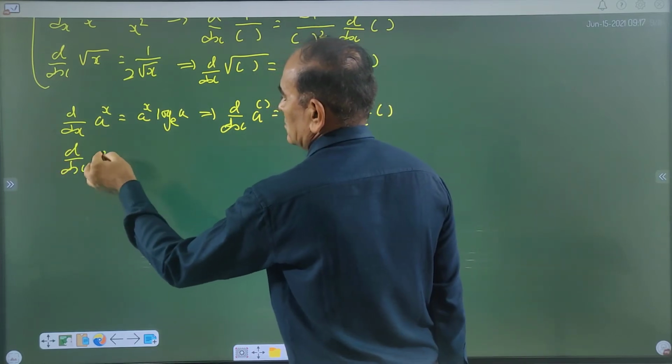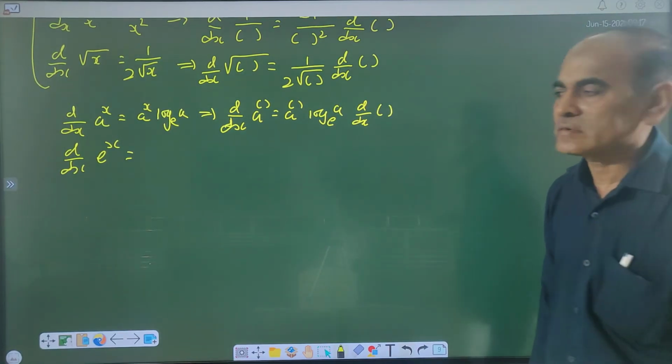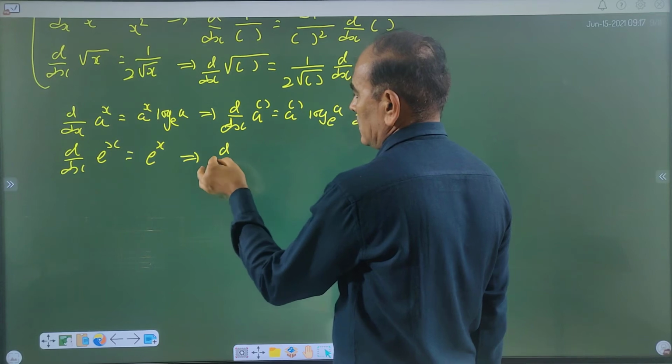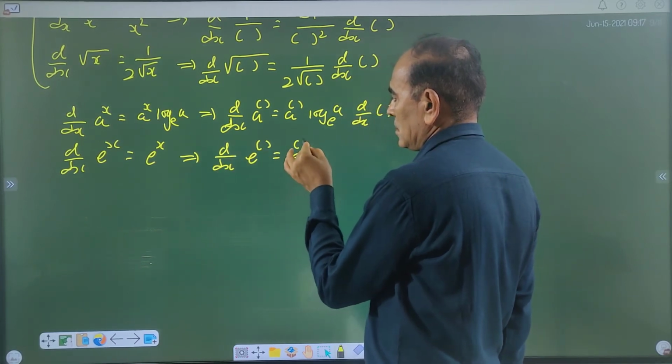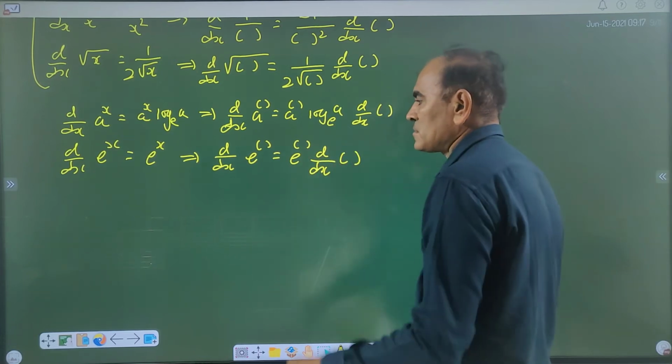Next, d by dx of e raised to x, the exponential function. What is d by dx of e raised to x? It is nothing but e raised to x. So we are going to remember it. E raised to some function, d by dx of e raised to some function.